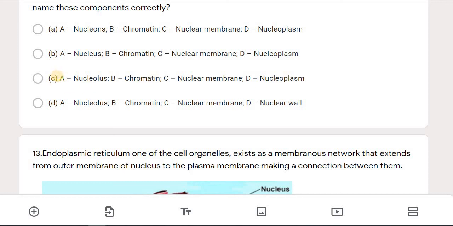So the answer is C. A is a nucleus, B is a chromatin, C is a nuclear membrane and D is nucleoplasm. So this is the correct sequence. So the answer is C. The answers to the further questions we will see in the next video. Thank you.